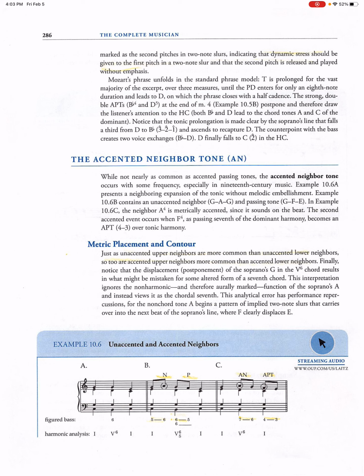So now let's go to page 286, the accented neighbor tone, the AN. This is not nearly as common as accented passing tones, but they still happen. So let's take a peek now down at 10.6. Start off with letter A.